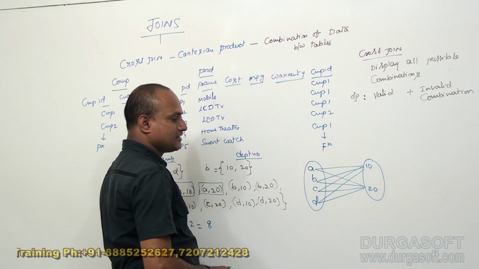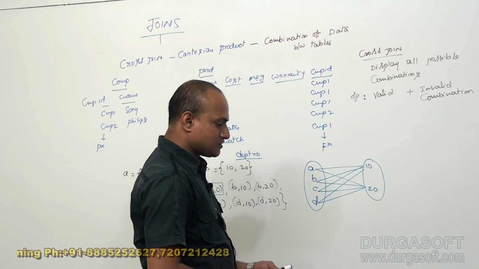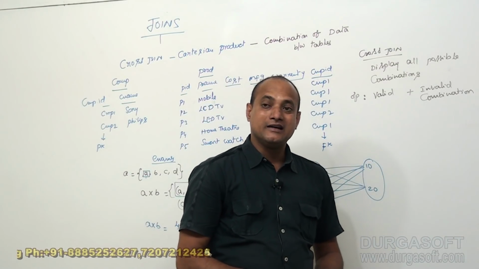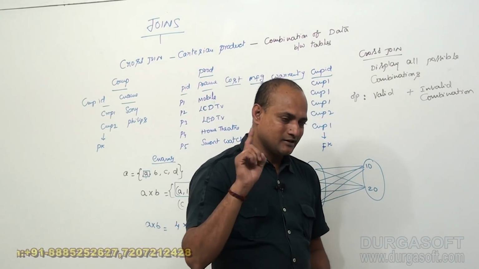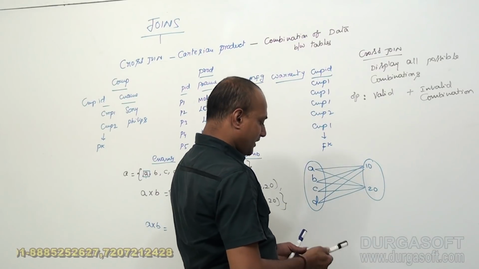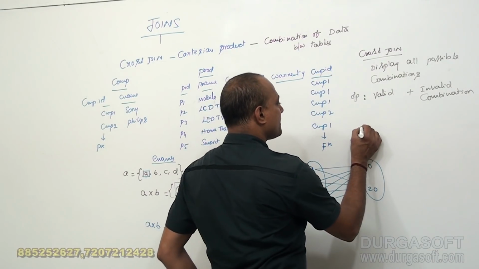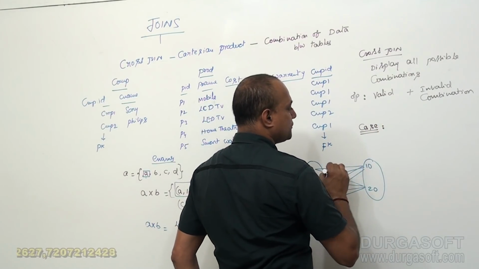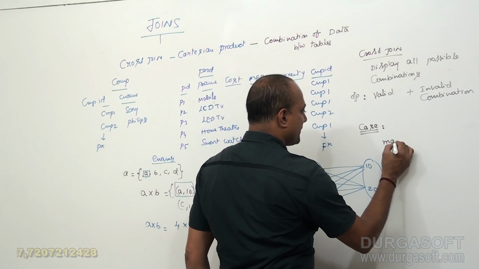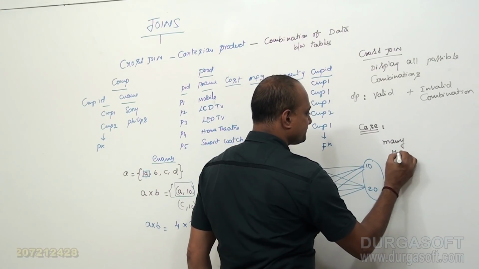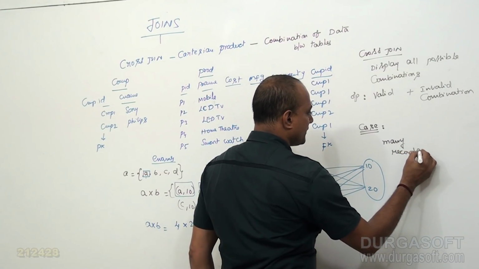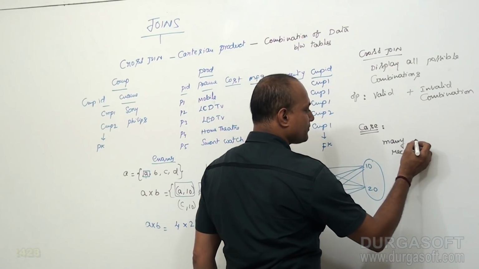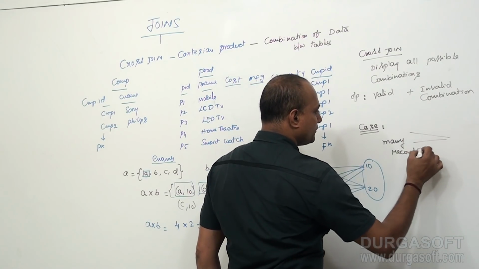Before that, in which case will cross join display valid combinations only? There is only one case: in many to one mapping. In which case will we get only valid combinations? If you are mapping many records from table 1 with only one record.